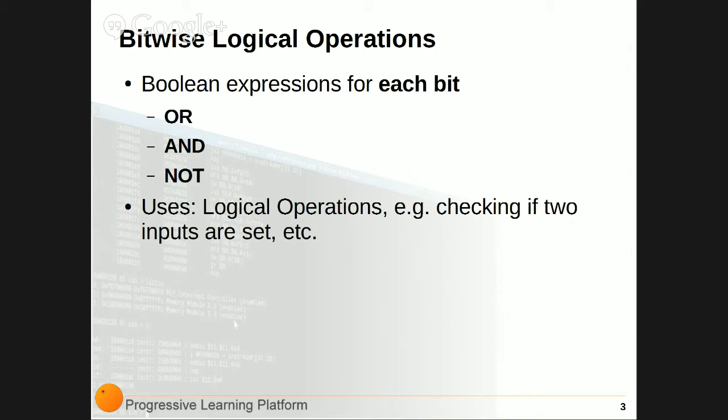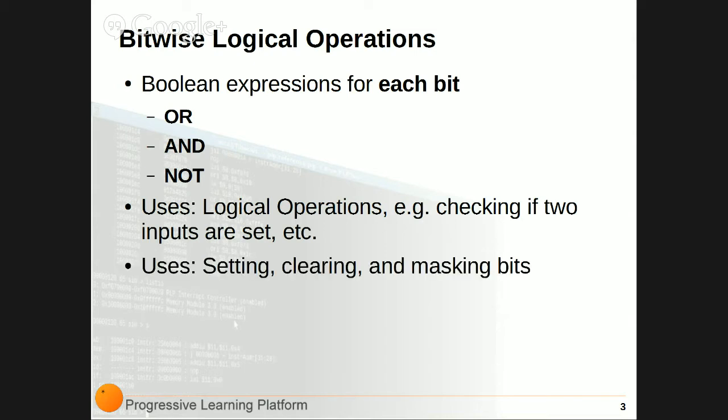So logical operations, first you use them to check certain things. Let's say you have 2 switches on your controller, and you want to make sure that both are set. What kind of logical operation do you use? And. If that is 1, and if that is 1, then do this. Otherwise, do this. Make sense? So for those, you need logical operations. Setting, clearing, and masking bits.